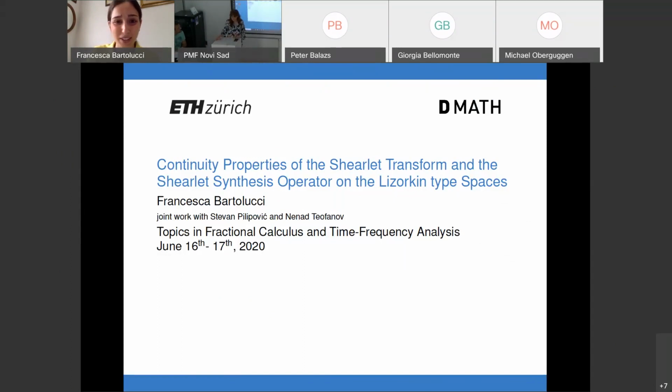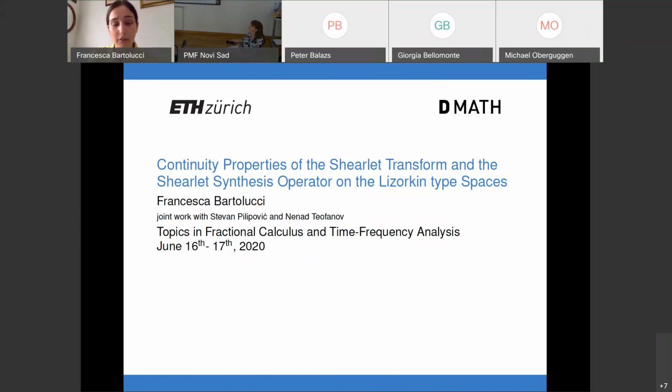Thank you for the introduction, and thank you to the organizers for giving me the possibility to present this joint work with Stevan Pilipovic and Nenad Teofanov, which we have developed in the last year, starting with my stay in Novi Sad last January. This work is about the development of a distributional framework for the Shearlet transform, which is an integral transform related to the Shearlet representation.